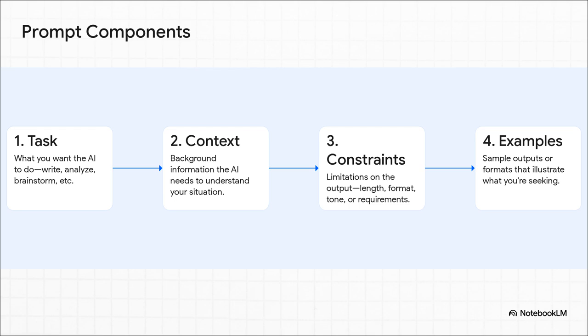First up, the task. Be super specific about the action, not just write something, but write a tweet, or summarize this report, or brainstorm 5 blog titles. Second, context. Give it the why behind the what. Who is this for? What's the goal? Third, you have constraints. Think of these as your guardrails, word count, the tone of voice, maybe things you want it to avoid. And finally, number 4, examples. Show, don't just tell. Give it a little sample of the style you're going for.